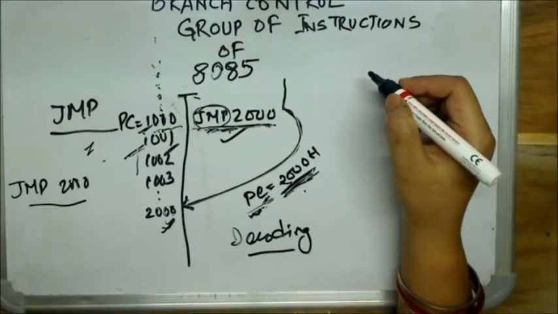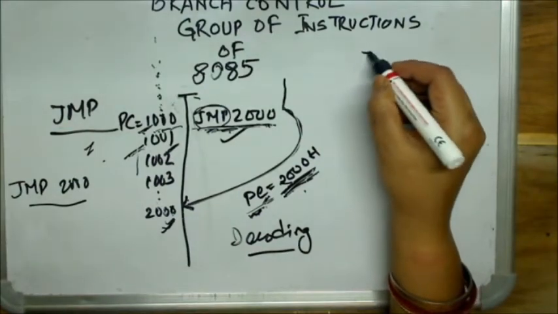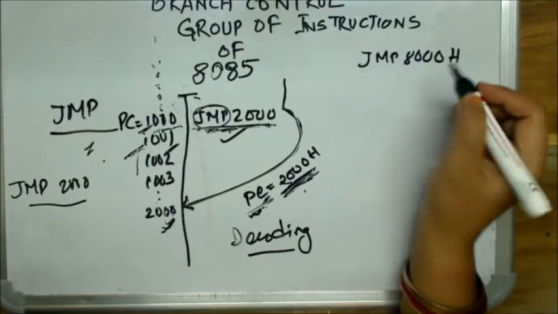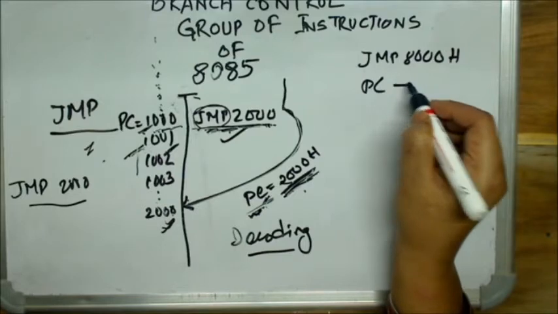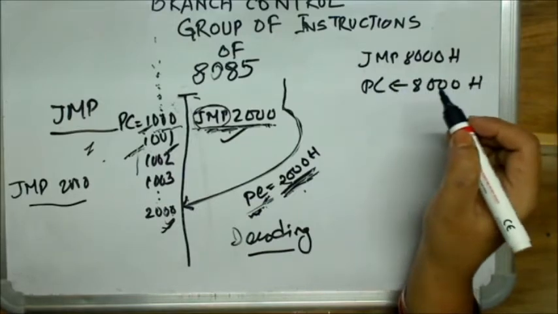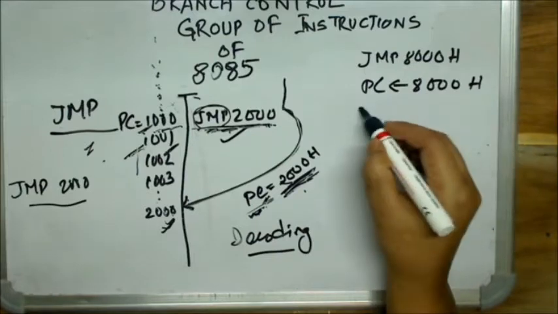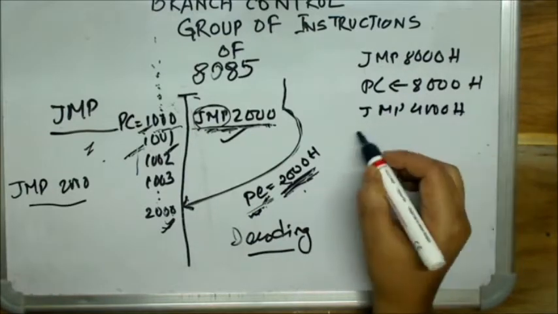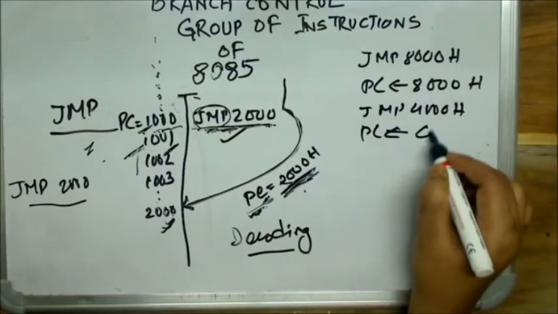So that was your jump instruction. If you write jump 8000H, that means the program counter will get 8000H. If you write jump 4000H, your program counter will get 4000H.